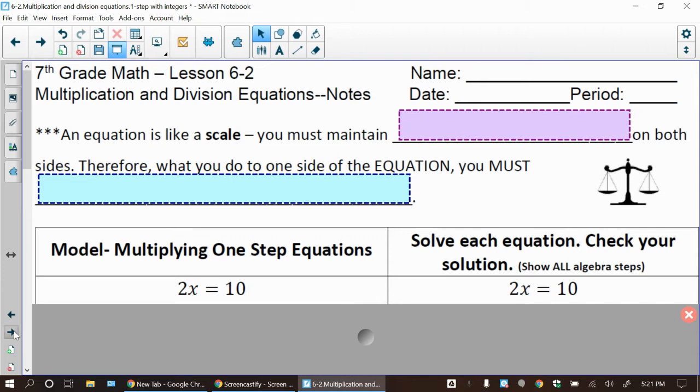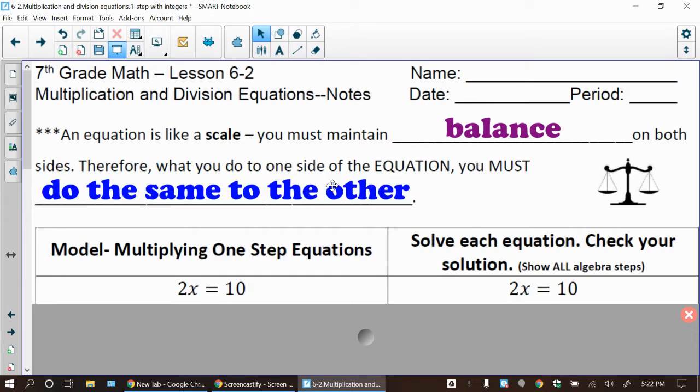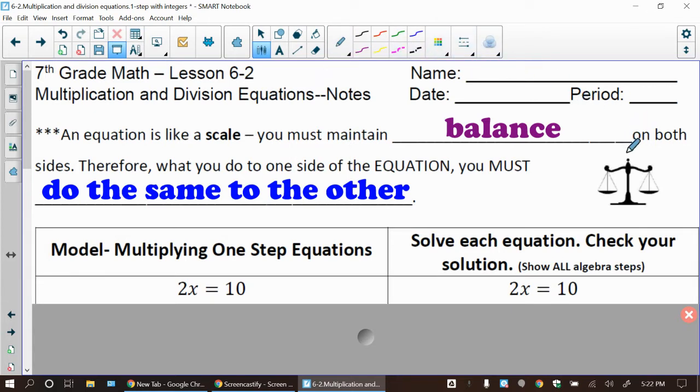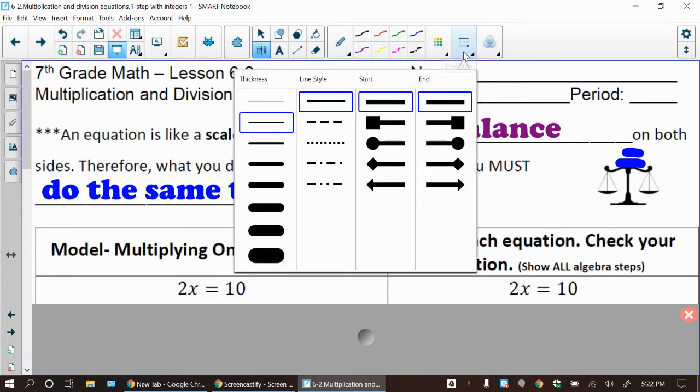All right, so remember, an equation is like a scale. Remember we talked about the scale being where you are balancing how much this side weighs when you put this over there. So we need to maintain our balance on both sides. Therefore, whatever you do on one side of the equation, we always have to do to the other. This part right here is like our equal sign. That's what we think of it.